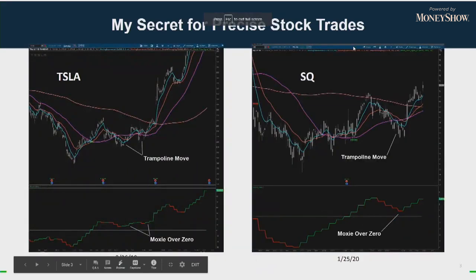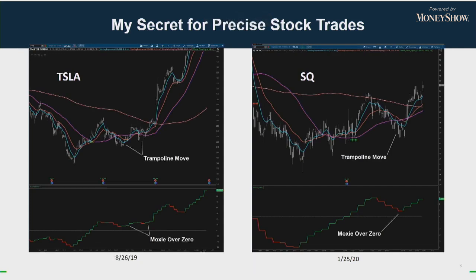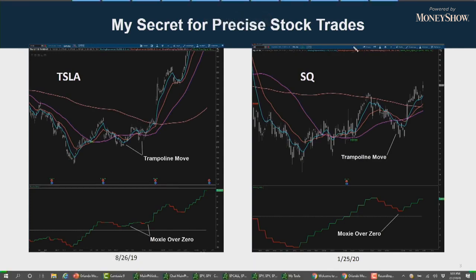Here's Tesla. Now you take that same trampoline move that I've come up with and you add it to the top side. We all know what Tesla has done in recent times. Obviously it takes earnings, it takes a lot of good news to make them do it, but the original setup is still there. You can see price below the moving average and the Moxie indicator above 0. You look at Square.